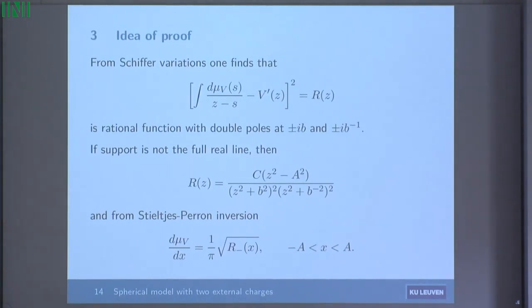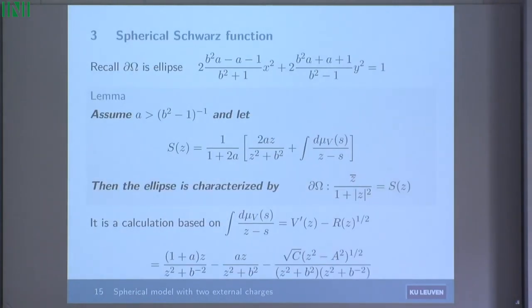But you have to take from this also the fact that we have an explicit expression for the Cauchy transform of our equilibrium measure. Okay, so how are we going to use this to connect this problem to the sphere, to the spherical problem?